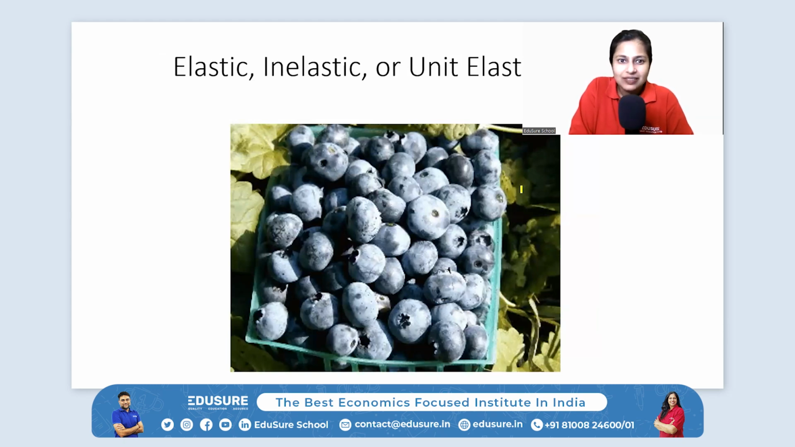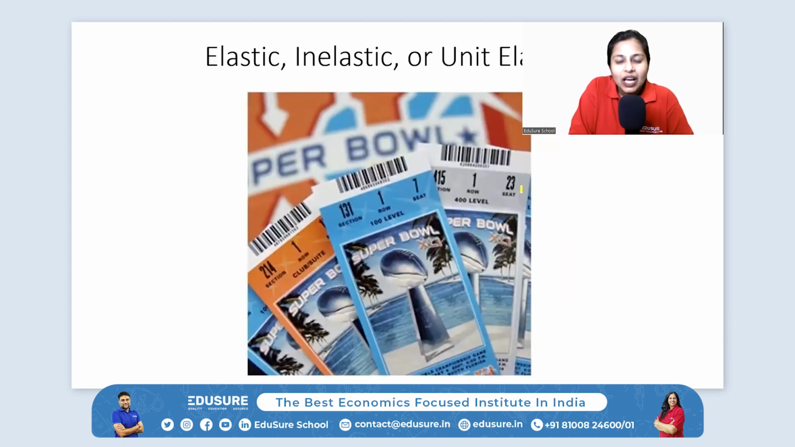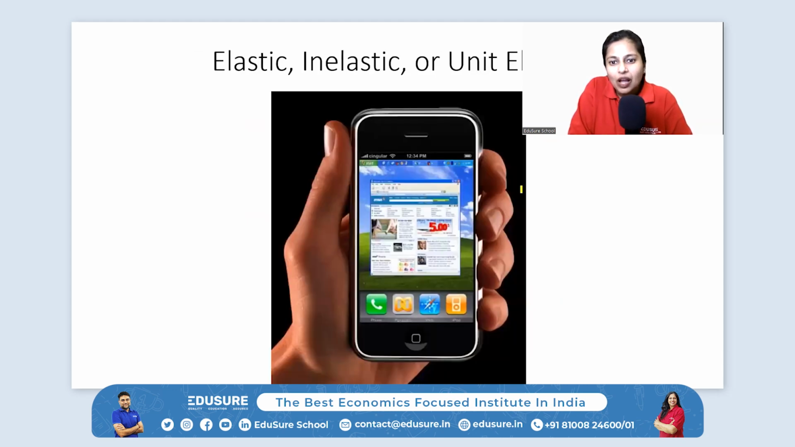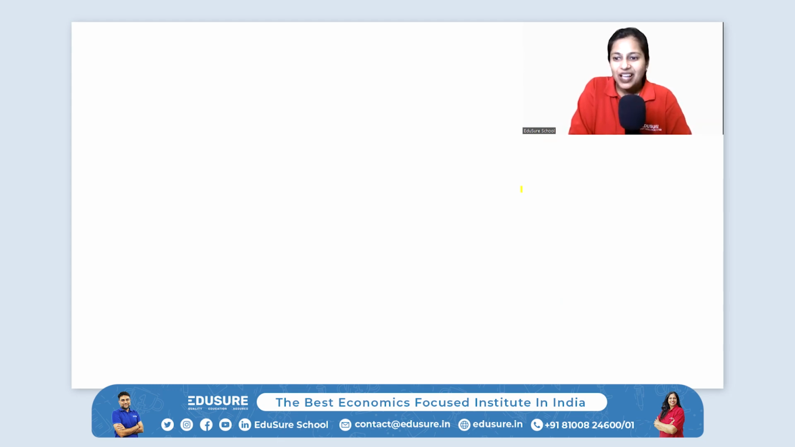Blueberries, I think elastic. Tickets to Super Bowl, the more expensive, the better it is, isn't it? The more demand it is. I don't think it is elastic. This is quite inelastic. Food generally is a little elastic in nature. Phone, if price increases, then demand does go down, so it is elastic.